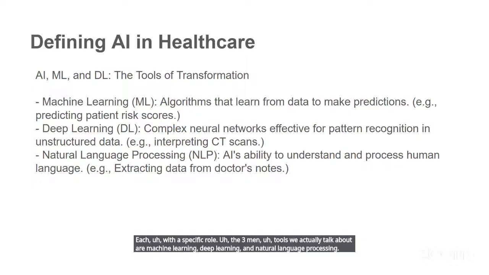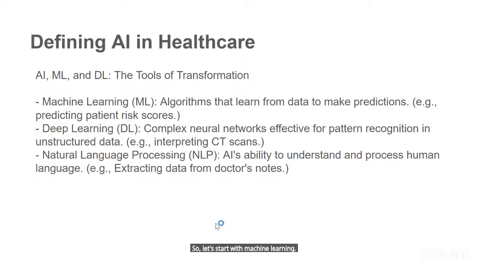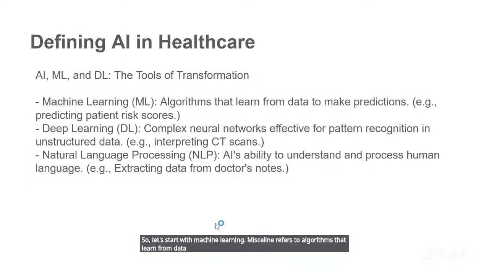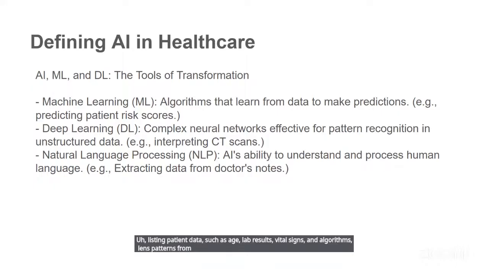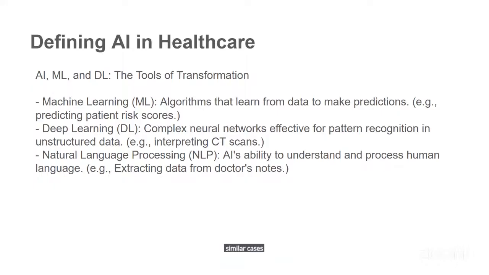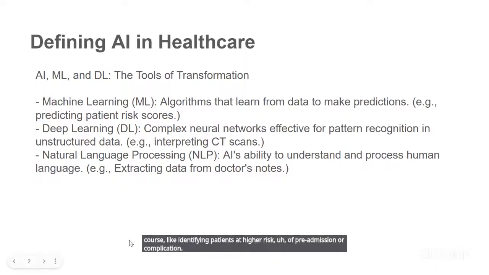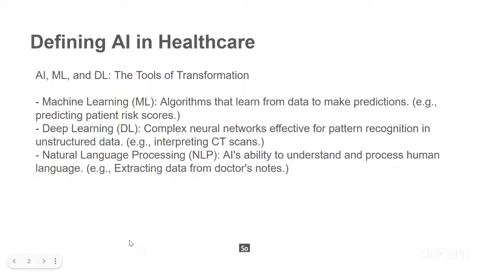So let's start with machine learning. Machine learning refers to algorithms that learn from data and use the learning to make predictions or decisions. In healthcare, this means we feed the system patient data, such as age, lab results, vital signs, and the algorithm learns patterns from thousands or even millions of similar cases. For example, machine learning can be used to predict patient risk scores, like identifying patients at higher risk of readmission or complication. So machine learning is very good when we want predictions based on structured data.